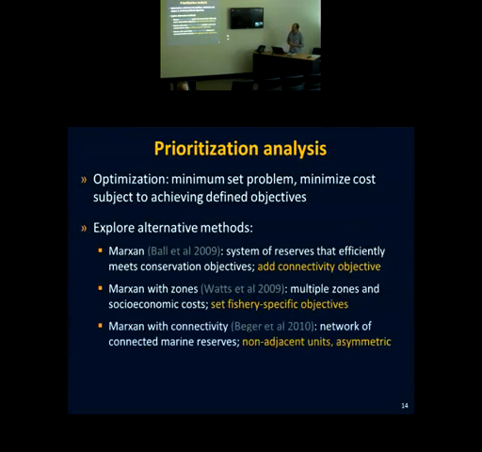And finally, we used another relative of the Marxan family, Marxan with Connectivity, which is software that allows us to develop networks of connected marine reserves. What it allows is to select areas that are not necessarily adjacent to each other but that are connected ecologically, for example.